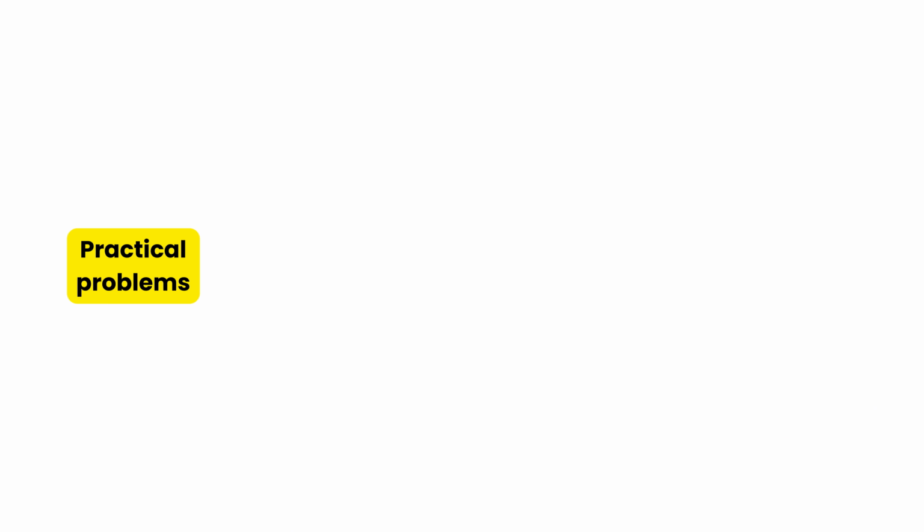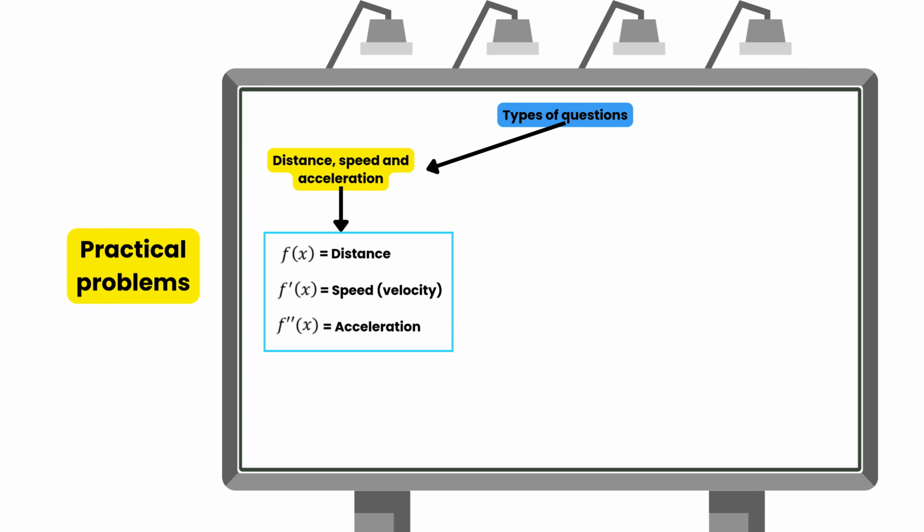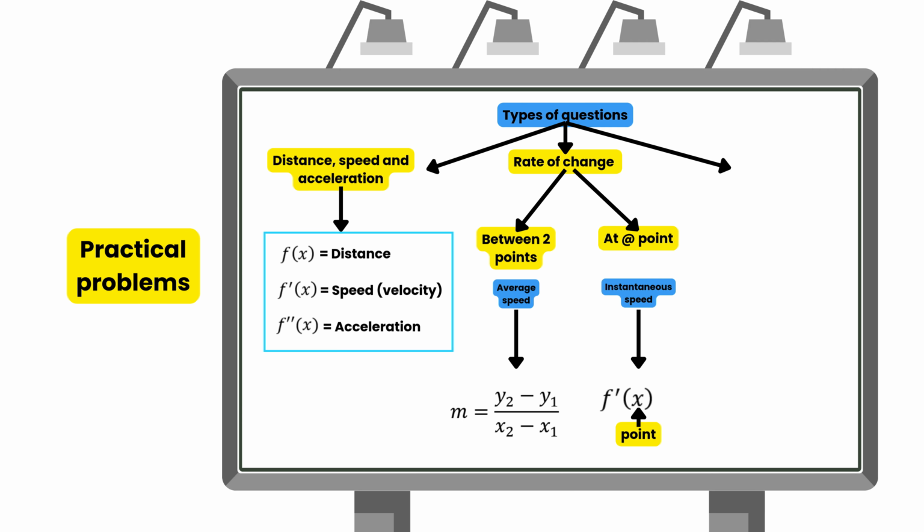In this video, we'll focus on practical real-world problems we can solve using differentiation. First, we'll cover distance, speed, and acceleration, and how they relate to each other. Second, we'll look at rate of change, both between 2 points and at a single specific point. Lastly, we'll dive into optimization, which means finding a maximum or a minimum. All right, let's kick off with distance, speed, and acceleration.